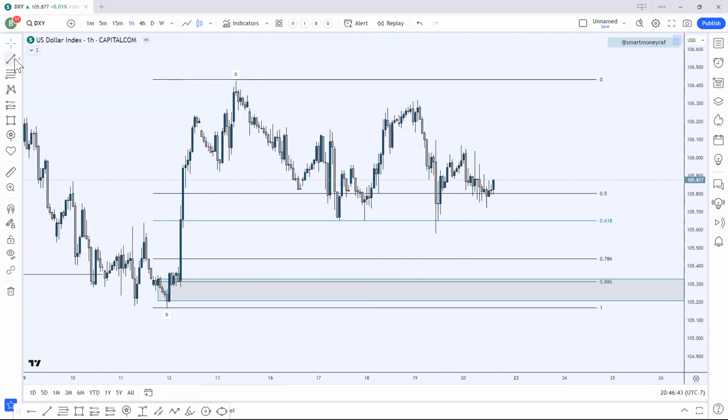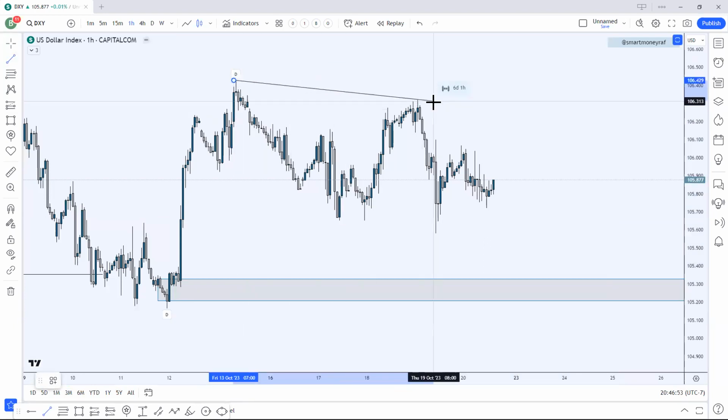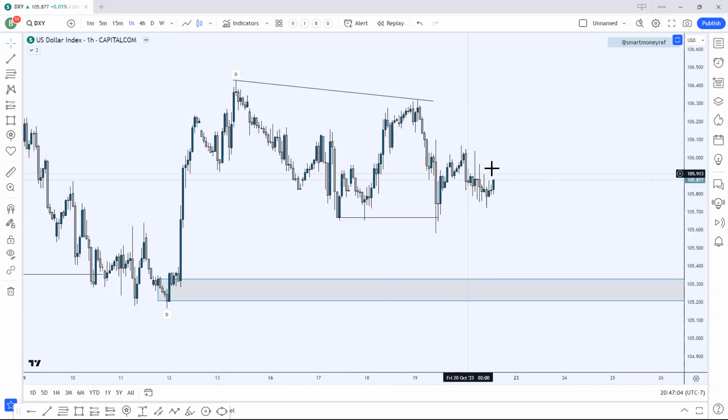I don't really see anything clear as far as any sort of entries go right now for continuations, but I do see not only that imbalance to the upside that we're waiting for, but also this liquidity up here, right? So again, this right here is just repeating this pattern. This right here just swept these bodies, right? And now we're starting to see that move up.